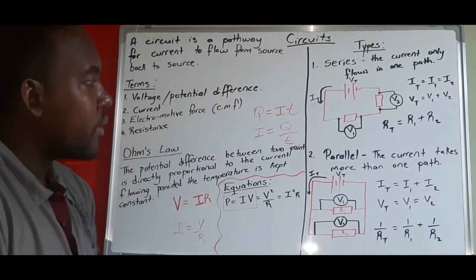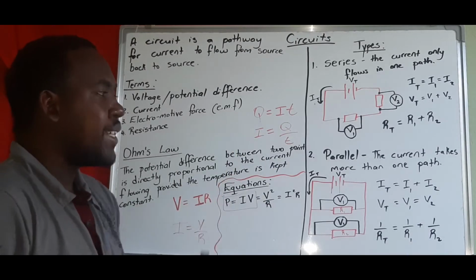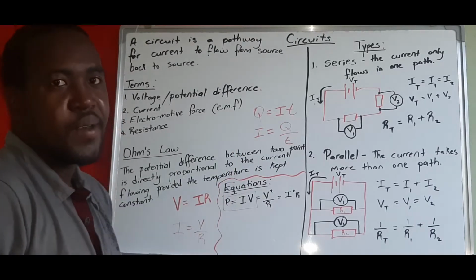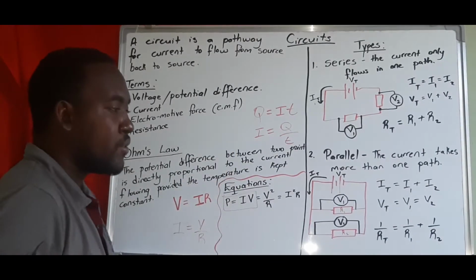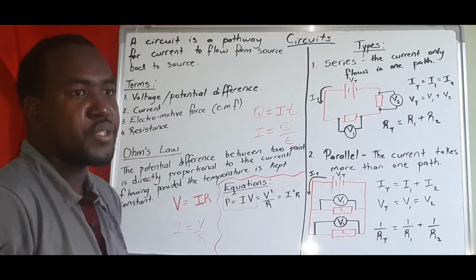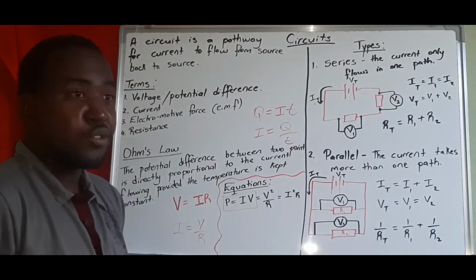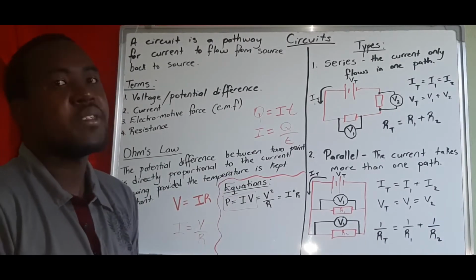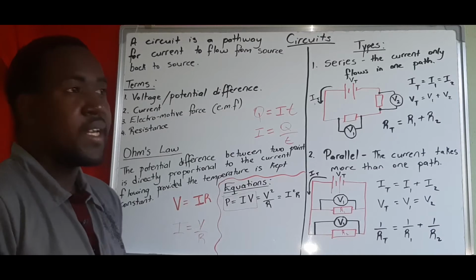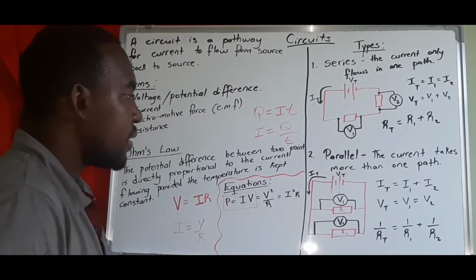And then we look at the parallel circuit, which is where the current takes more than one path, all right? So this is like reaching a crossroad while you're driving. You can turn left, right, or go straight, and you can actually meet at the same point even if you turn any of those directions. So it's the same thing with current.